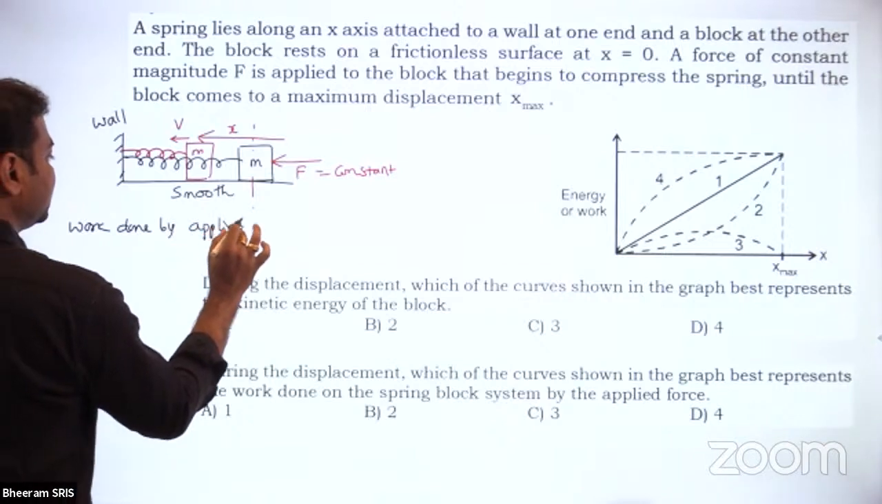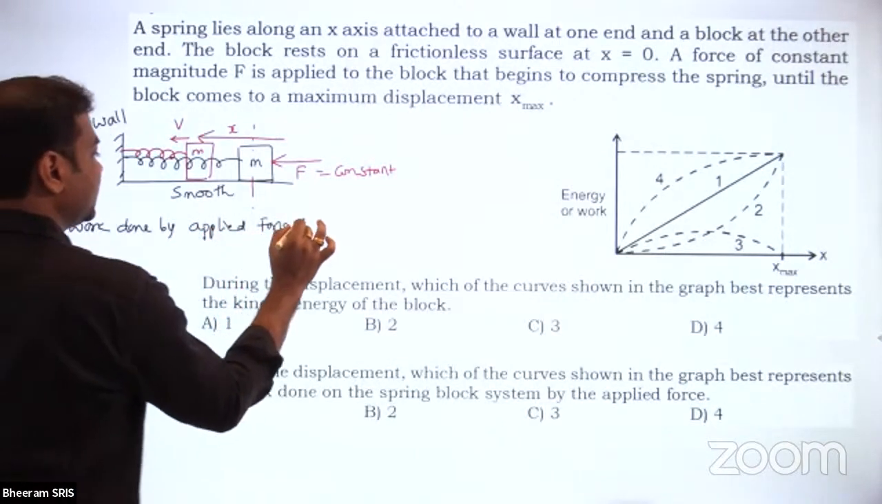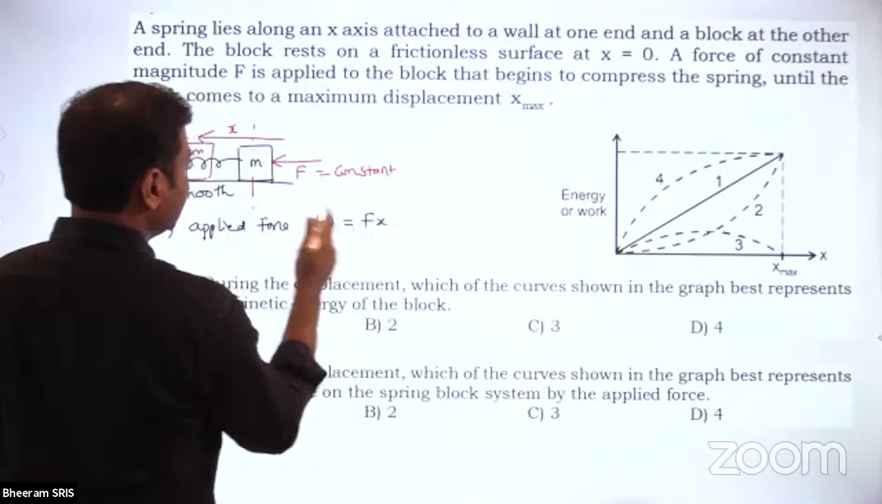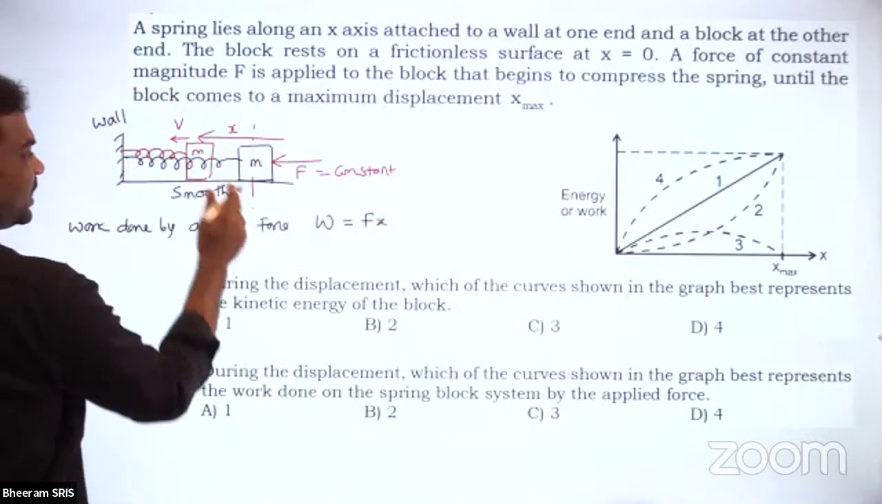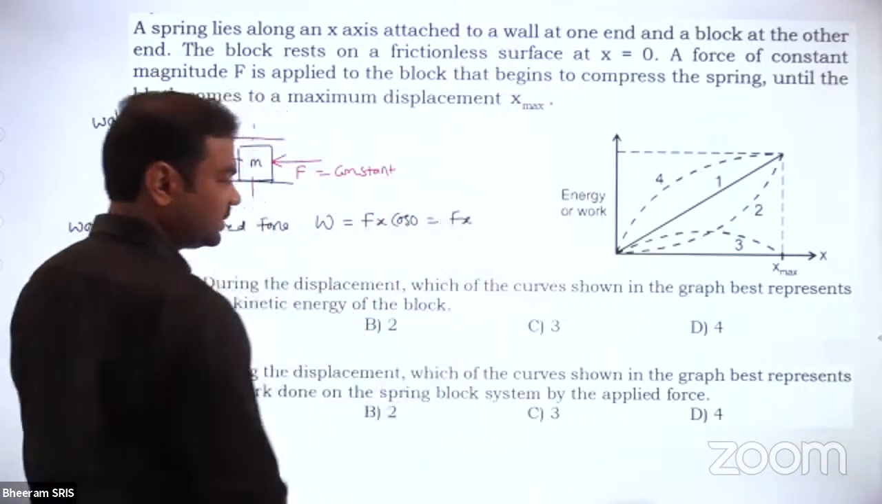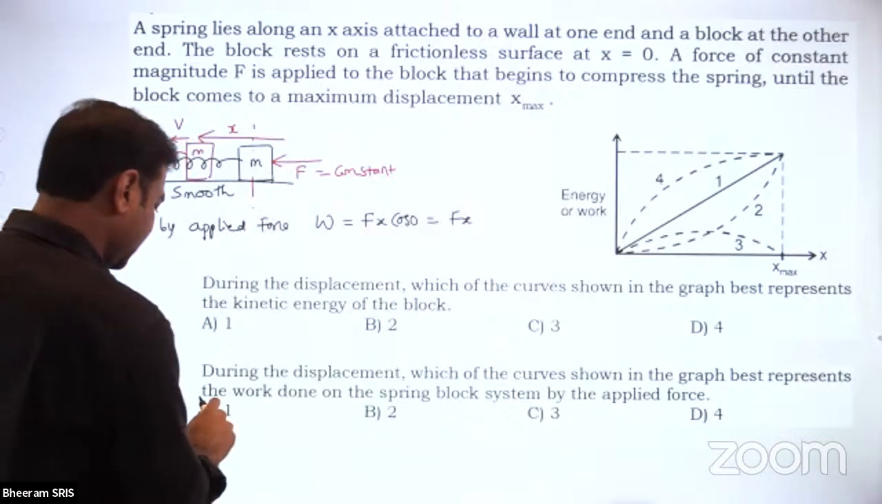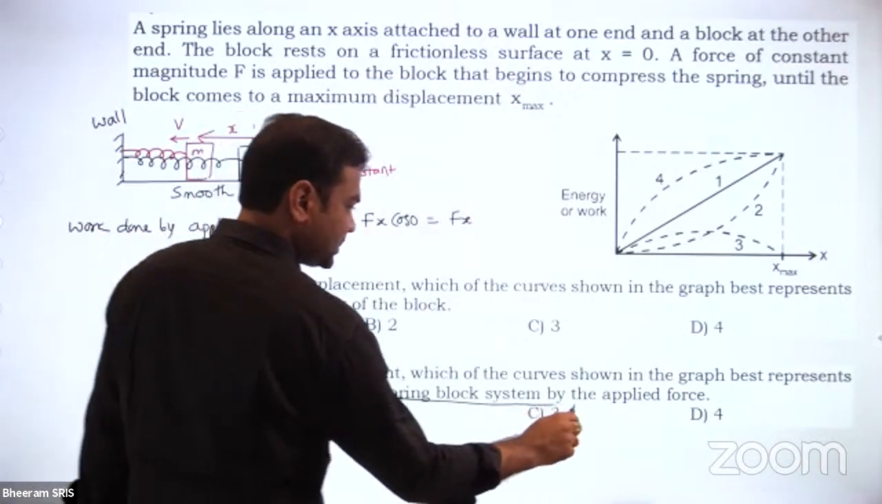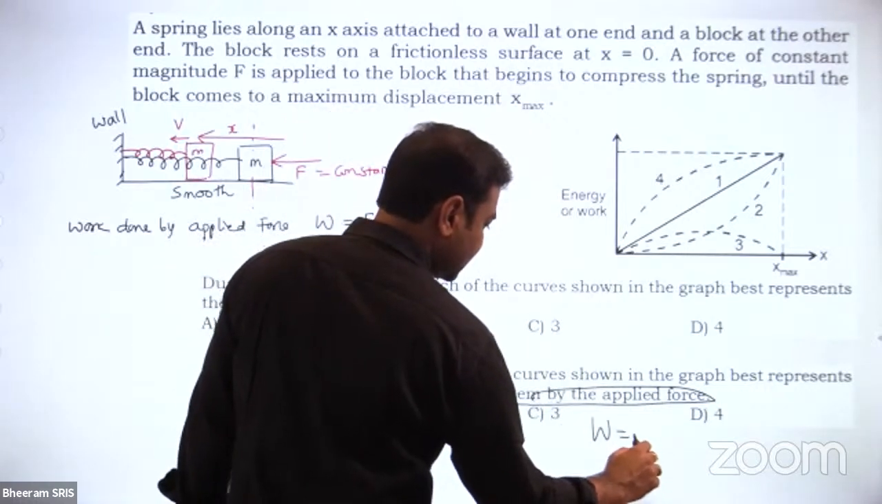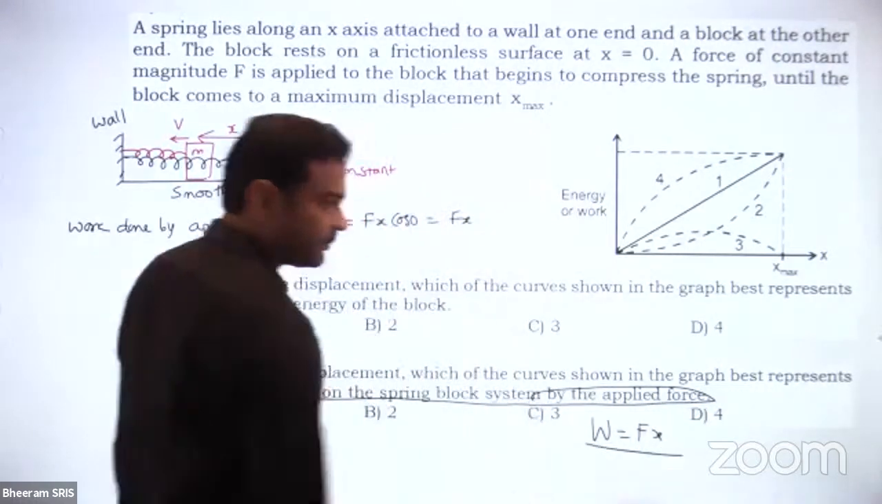It's easy. Work done by the applied force is equal to, what you can write down? Work done by the applied force is equal to F into X. Force and displacement both are in the same direction. So F x cos 0, which is simply F into X. So work done on the spring block system by the applied force is equal to F into X.